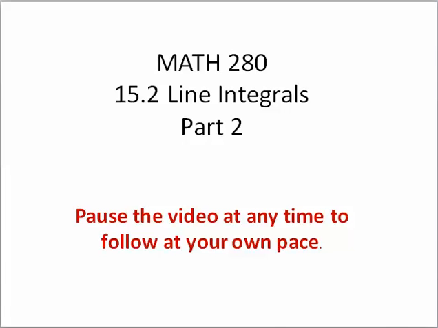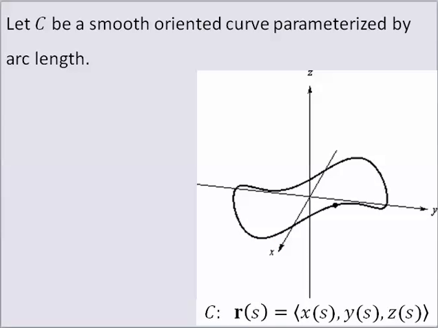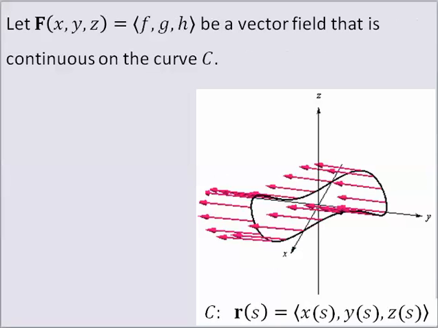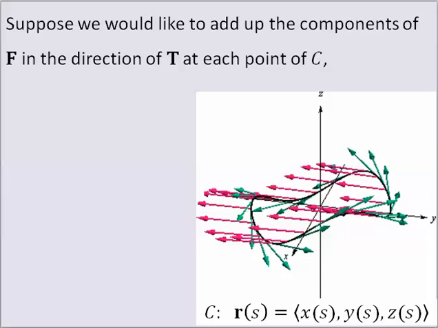Line integrals part 2. Let C be a smooth, oriented curve parameterized by arc length. Recall that at every point of C, the unit tangent vector t points in the forward or positive direction of the curve. Let F be a vector field that is continuous on the curve.